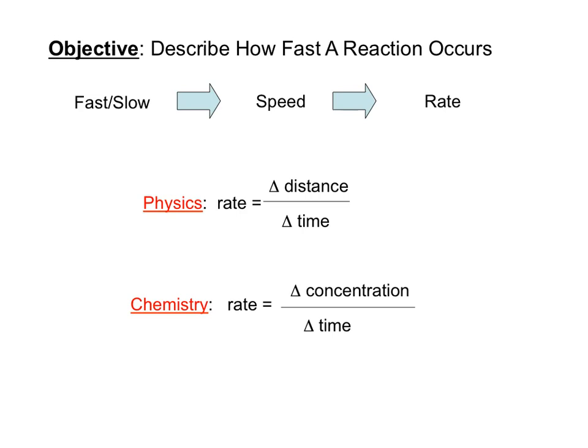So we've looked at the factors that determine how fast a reaction occurs, and we looked at how to describe a reaction using a reaction energy diagram. So let's use math to describe how fast a reaction occurs. So fast or slow refers to speed or rate. In physics, the rate is the change in distance with time. In chemistry, the rate of reaction is the change in concentration with time.